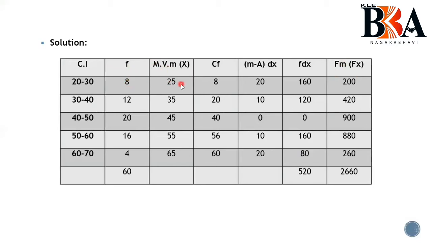Simple. 8 into 25 is 200. 12 into 35 is 420. 20 into 45 is 900. 16 into 55 is 880. 4 into 65 is 260. Get the total of it. Fine. I have also marked here x. It can also be treated as x or m, the mid values. That is why I have written here fm or fx.